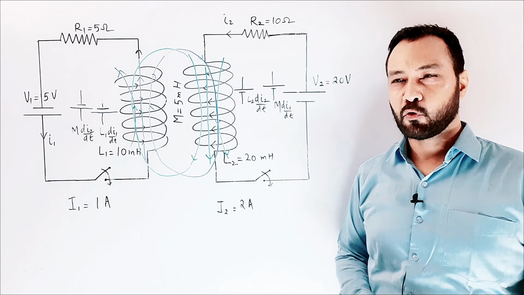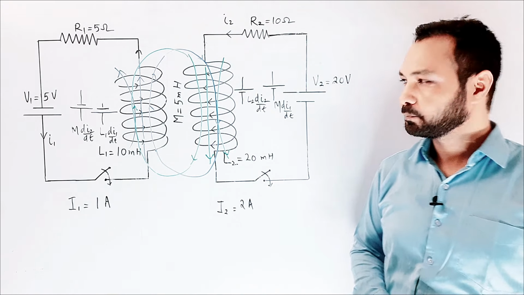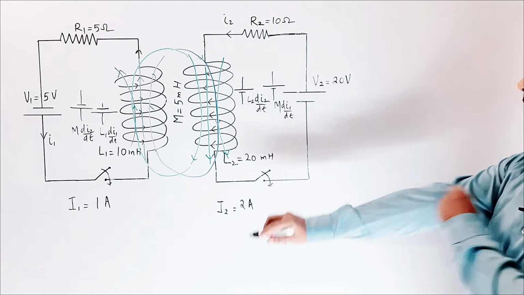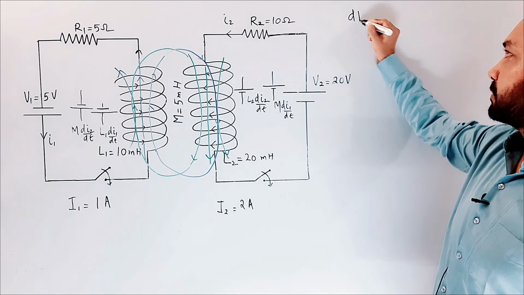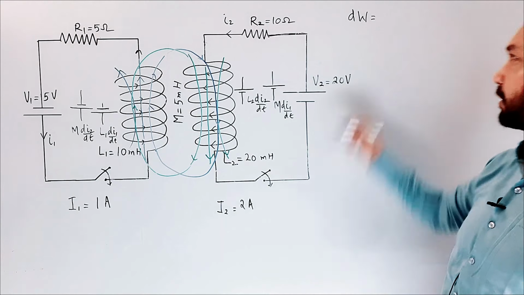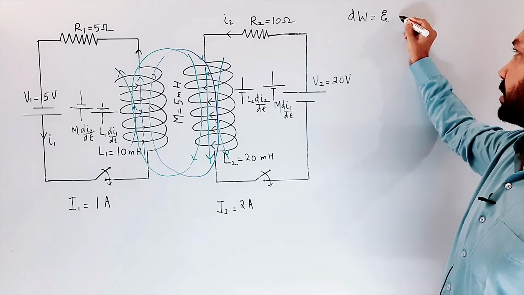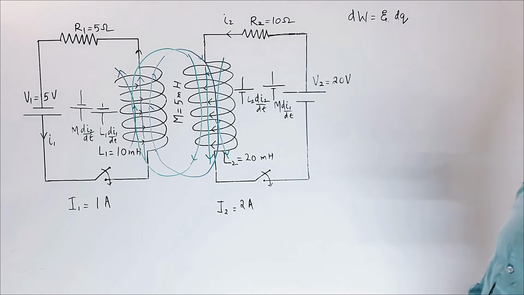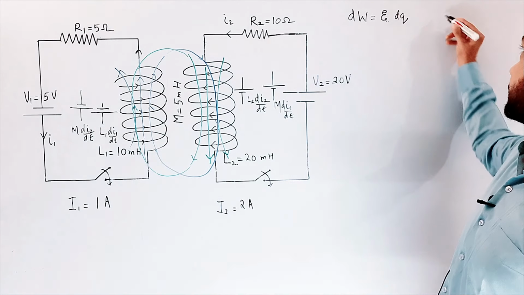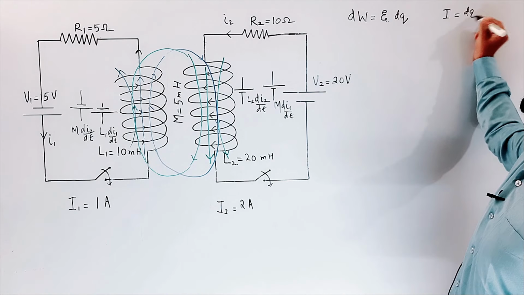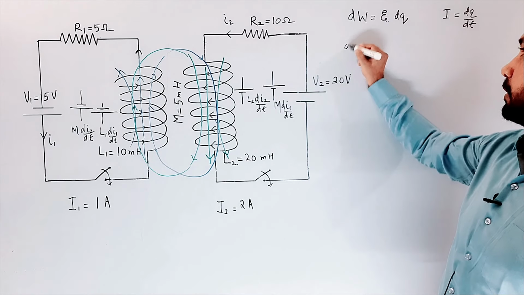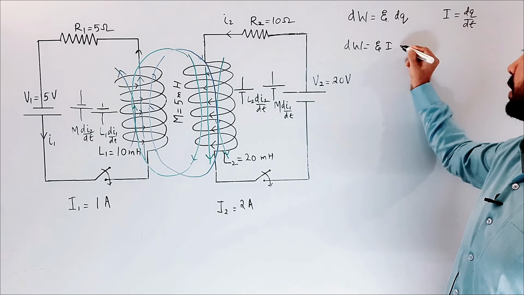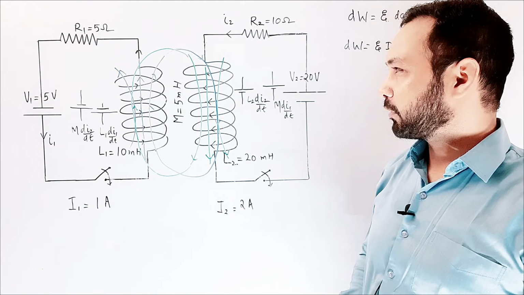And now we have to find the total work done by the battery against the induced EMF in the inductor. We know that the work done by a battery in a very little time is dW against some EMF E, into the charge dq that flows through that battery. This dq can be written as I dt, if I is equal to dq by dt. So dW is E into I dt.